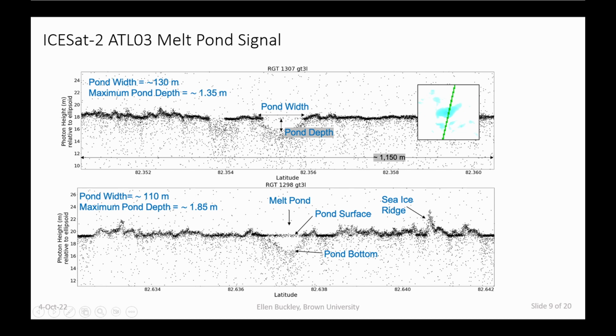And then when you come upon a pond, you can see some nice returns from this pond surface as well as the pond bottom. And so this is really great, that you can see these are rather large ponds. These are about hundreds of meters in width and 1 to 2 meters deep. So these are really large ponds, but still really cool. You can see these from space.